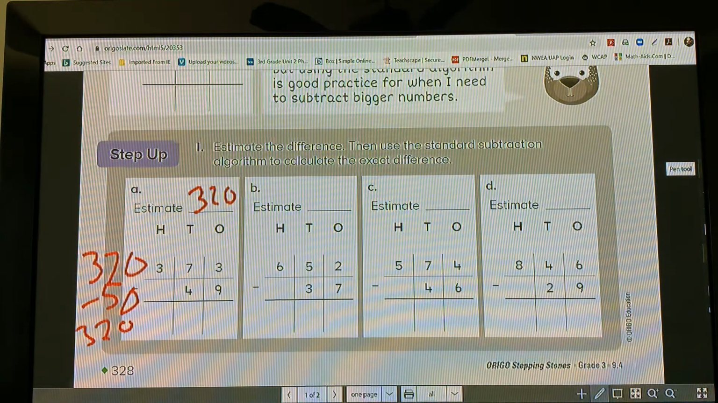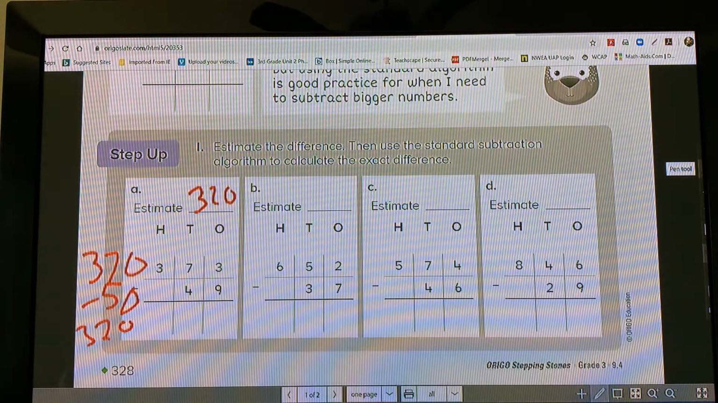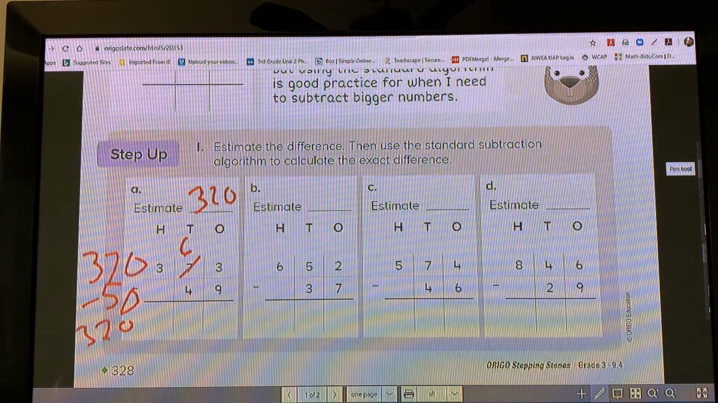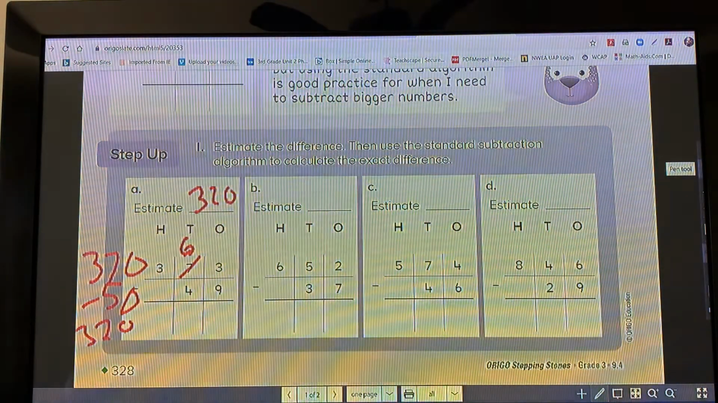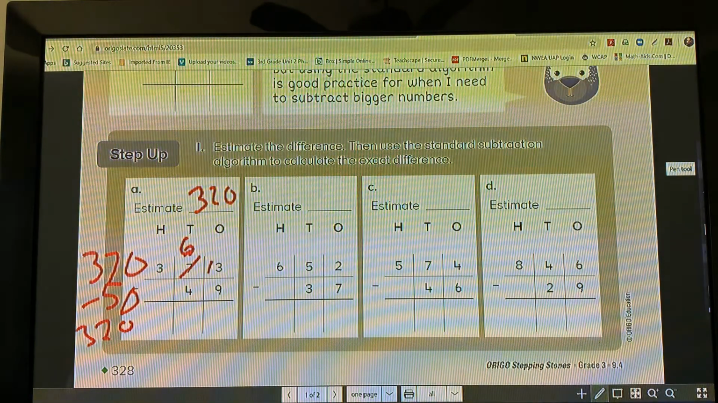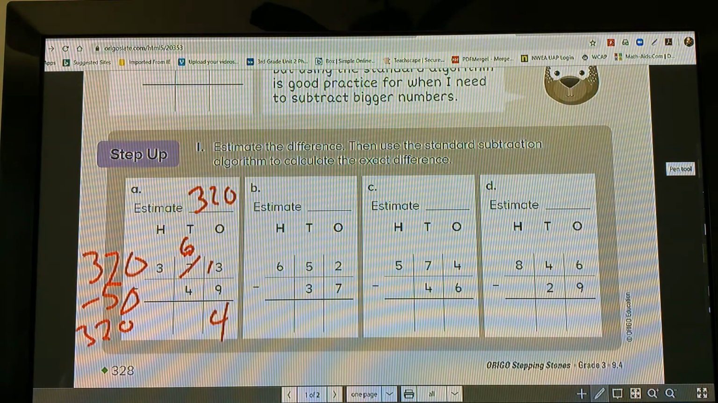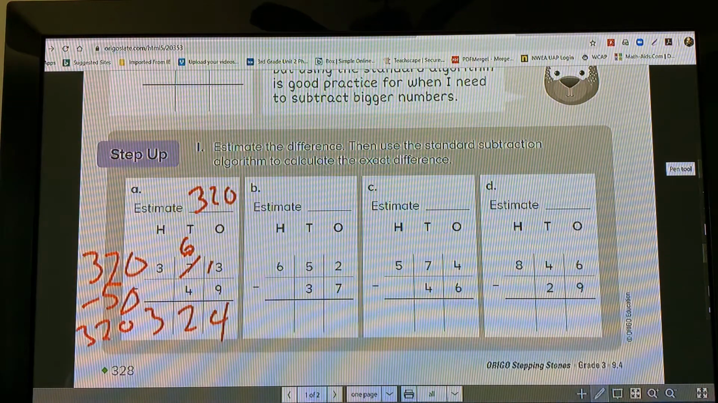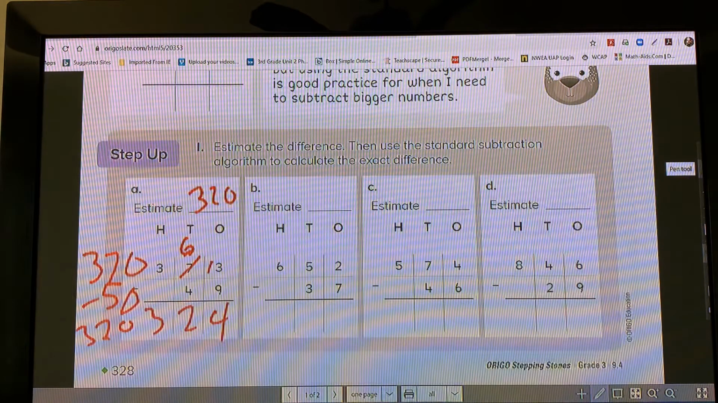320, there's my estimation. Then I go ahead and I go here, 3 ones take away 9 ones. Can I do that? No, I can't. So I'm going to go ahead and regroup a 10. All right, now there's 6 tens there, and make that 6 a little better. And then I'm going to take those 10 ones that I just regrouped as 1 10 for 10 ones. So 10 ones and 3 ones is 13 ones. So 13 ones take away 9 ones is 4 ones. And 6 tens take away 4 tens is 2 tens and 300. So 324 and 320 are close. So the estimate tells us that we were really close by just estimating, right?